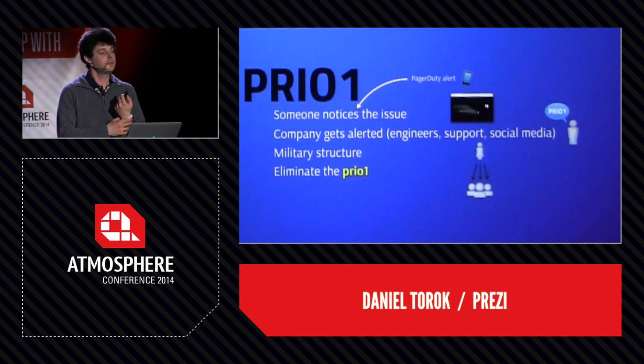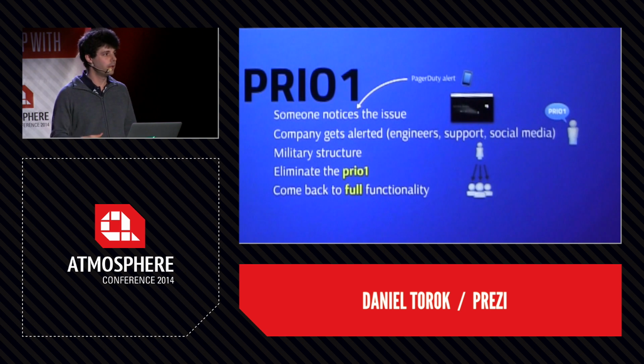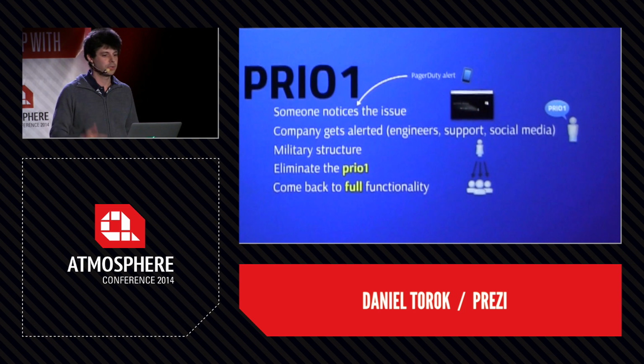And our first task is to eliminate the prior one. If this means that we shut down half of the site, so people cannot register, cannot pay, cannot check the about page of Prezi, then we do this to make sure that they can log in and they can present. And after this, we bring back the website to full functionality. And when we are at this point, then we can say that the outage is over.